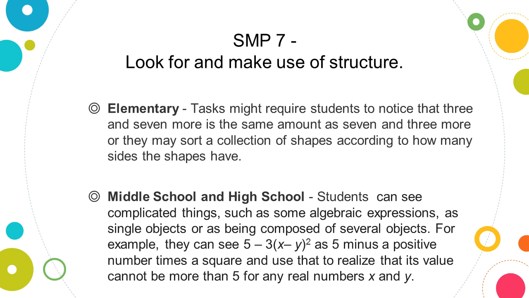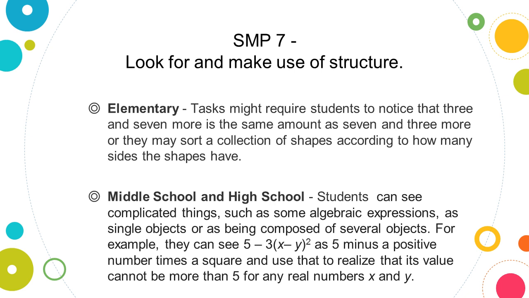Mathematically proficient students look closely to discern a pattern or structure. Young students, for example, might notice that 3 and 7 more is the same as 7 and 3 more. Or they might sort a collection of shapes according to how many sides the shapes have. And then later, they'll see that 7 times 8 is the well-remembered 7 times 5 plus 7 times 3. And that is in preparation for learning about the distributive property.